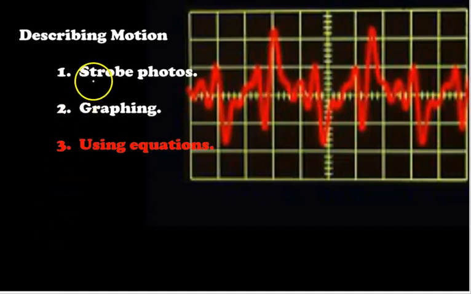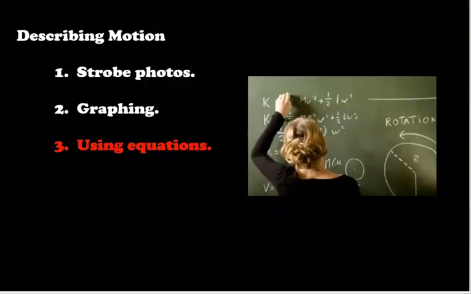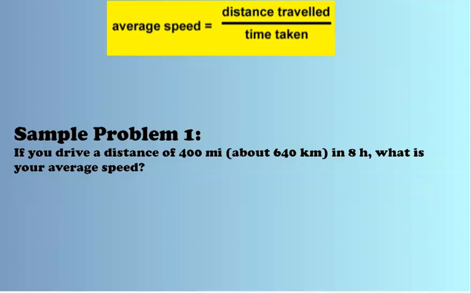So far we've talked about motion mapping and graphing, and how things move and what their motion would look like. Now we're going to talk about the equations that we use to describe the motion too. So we are moving forward into using equations. Okay, here's our first example of an equation.